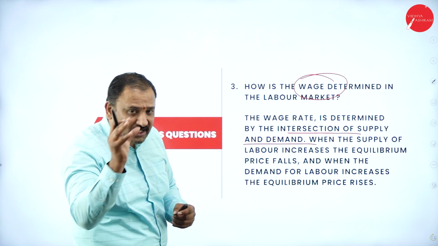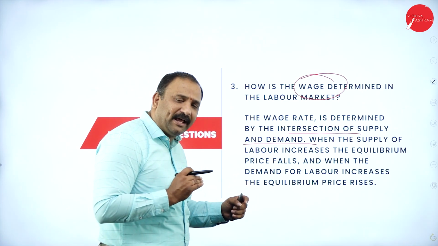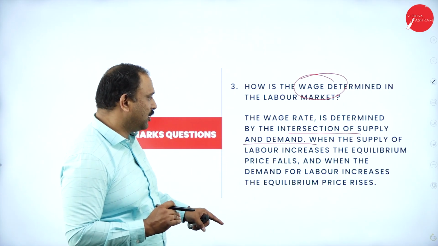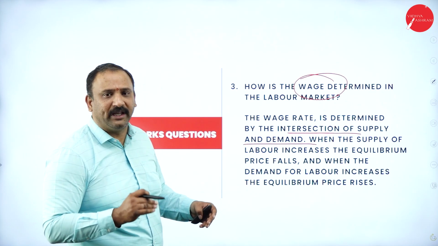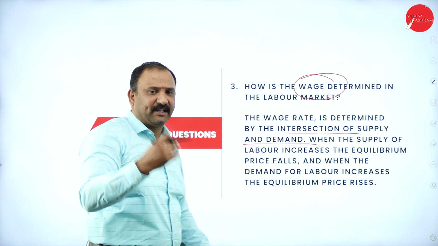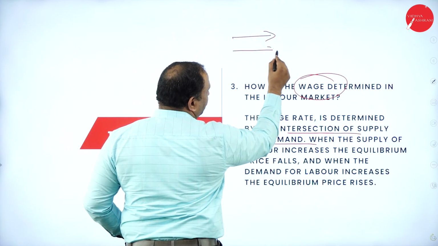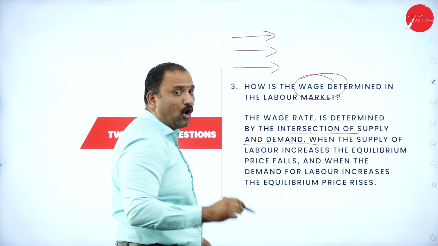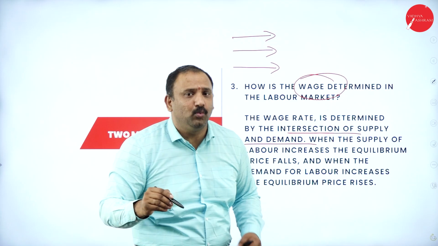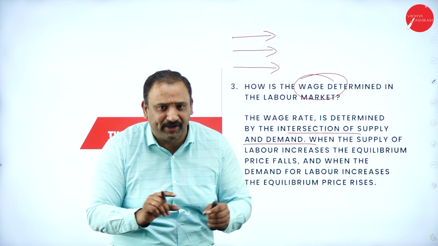So this works everywhere in economics. What happens is that when the supply of labor increases, the equilibrium price falls, and when the demand for labor increases, the equilibrium price rises. Let me make it very simple. If there are too many people available in the market to do a particular job, automatically the wage rate for that job would come down. Why? Because there is a supply of labor available from every corner of the city.